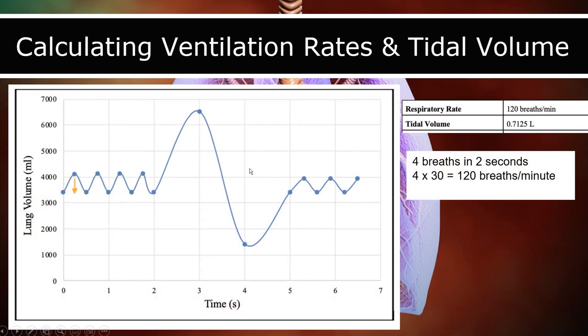So if we look at this graph, you'll see graphs like this where you have some sort of lung volume in some sort of units. In this case, it's milliliters. I've also seen decimeters cubed per liter. You'll have lung volume on the y-axis. On the x-axis, you're going to have time, usually in seconds, and then you'll have some sort of graph.